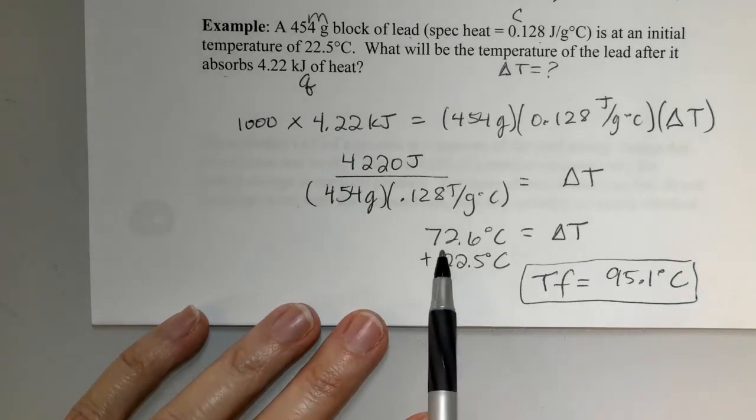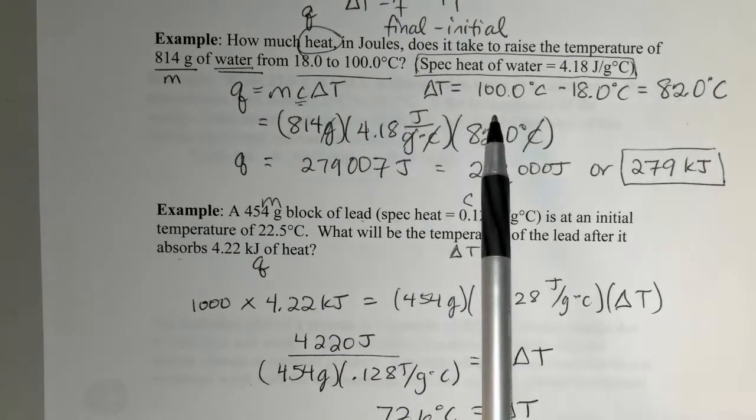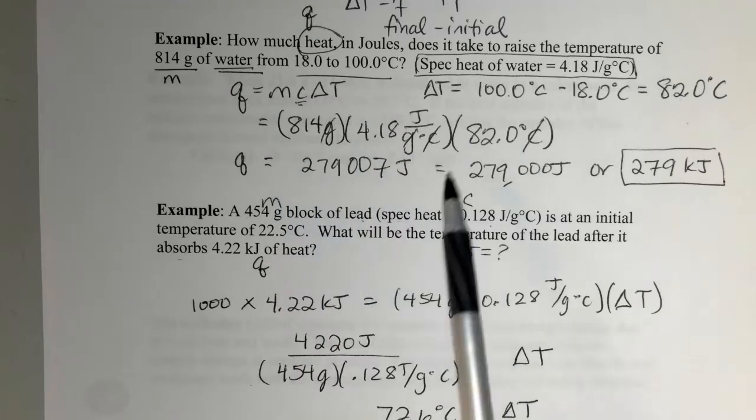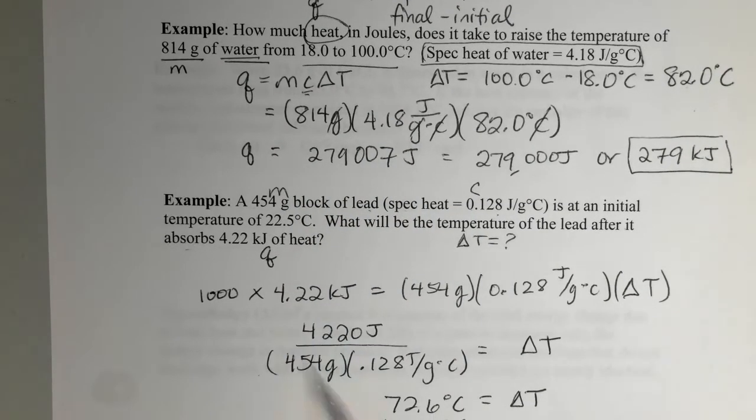All right, so we did almost the same amount of temperature change as we did with the water. Now, granted, we have less mass, right? But look at the energy difference: 279 kilojoules versus only 4.2. So just remember that metals are really, really good conductors of energy.